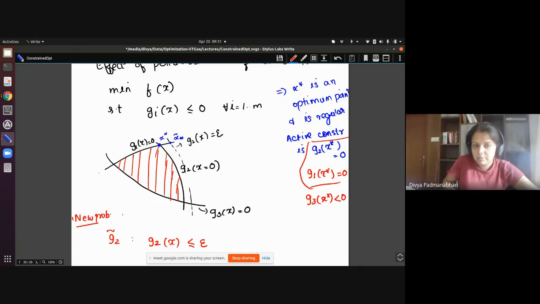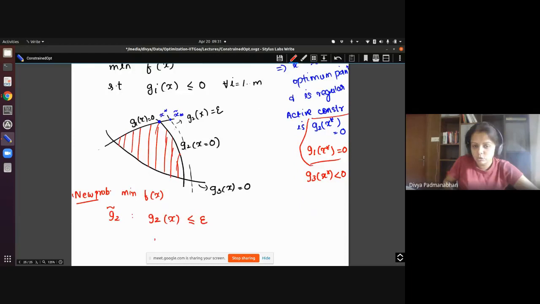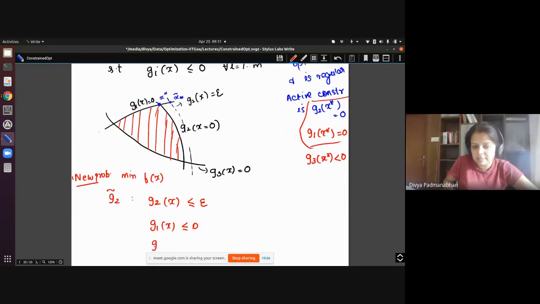So it is minimize f(x) subject to g2(x) less than or equal to epsilon, g1(x) less than or equal to 0, and everything else remains the same. The only thing I'm changing is one constraint, g2(x). Instead of saying it's less than or equal to 0, now I want it to be less than or equal to epsilon. Suppose now the new optimum is, let me call it x tilde star. So the optimum for this problem is x tilde star.